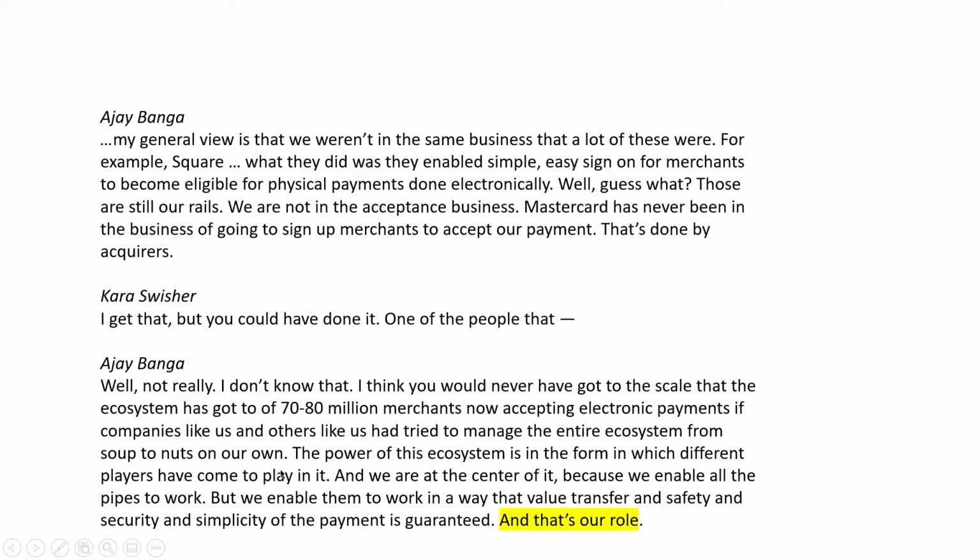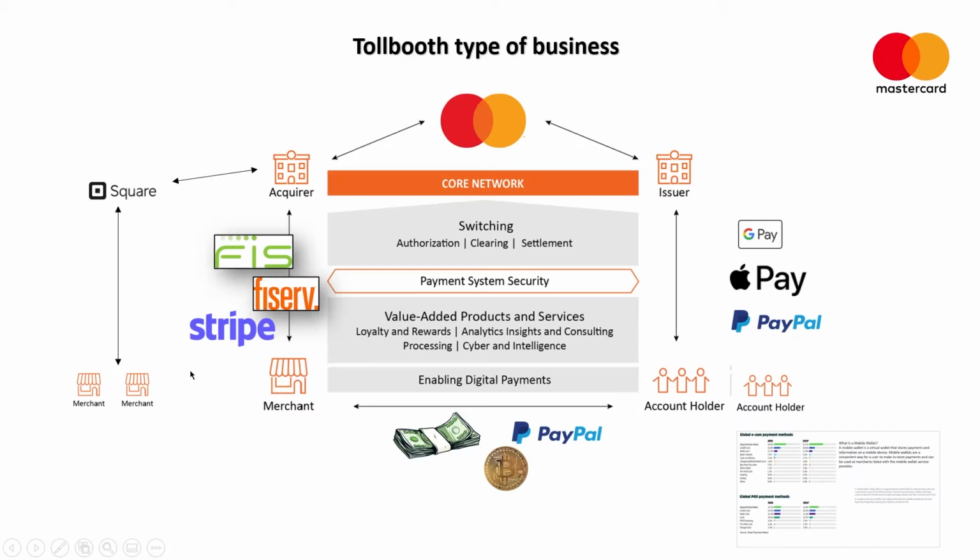So he keeps explaining that and saying that is not their role. I mean, their role, if you go back to the illustration I showed you, Square is here, Stripe is here. It's in fact helping them to grow their business. So I don't think that the CEO is looking at these guys as competitors. In fact, they probably are more aligned with Mastercard than in competition with Mastercard.